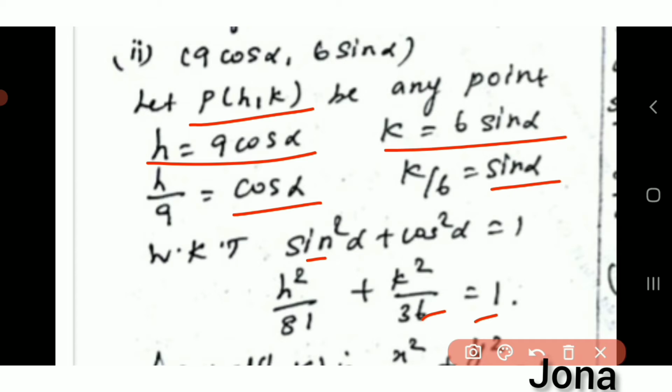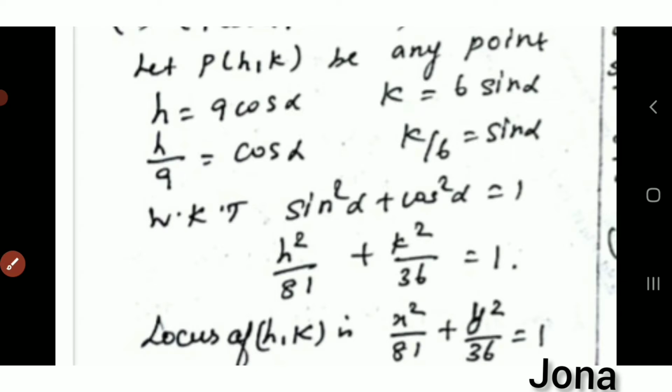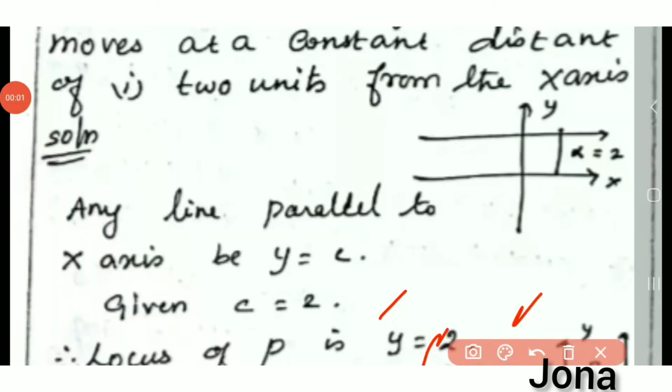We want to find the locus of P. So, it must be in X and Y, isn't it? So, we have to convert this into X and Y like this. Instead of H, we put X here. So, X square by 81 and here Y square by 36 equal to 1. So, the locus of H comma K, P is X square by 81 plus Y square by 36 equal to 1. Second problem.